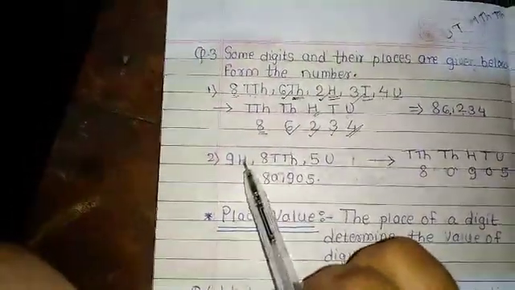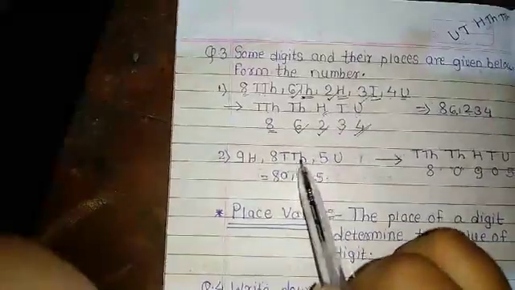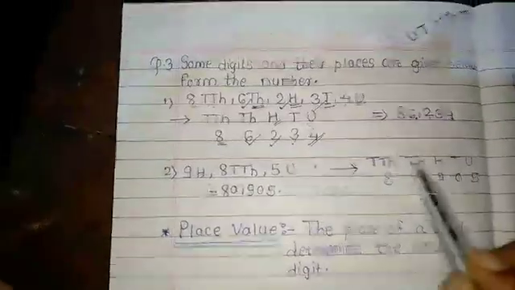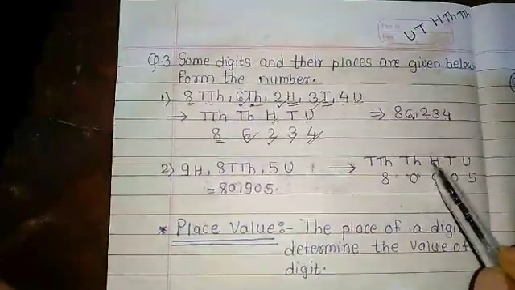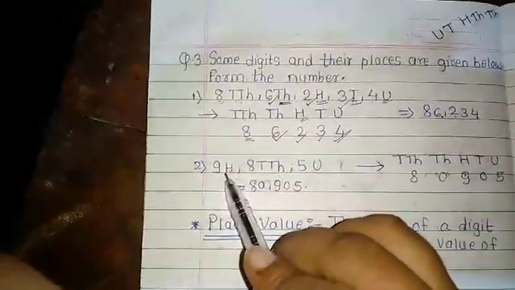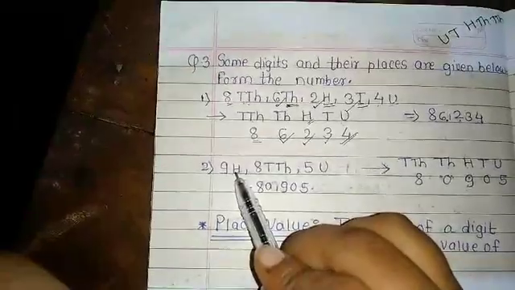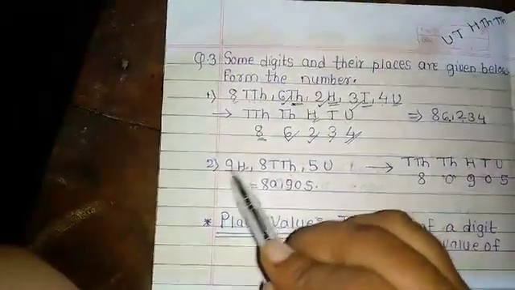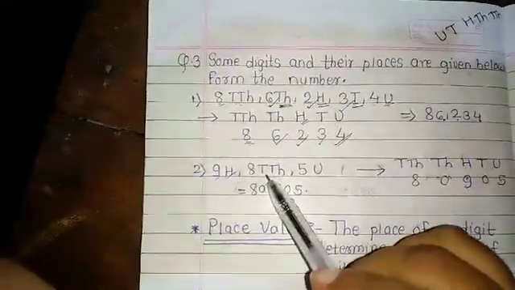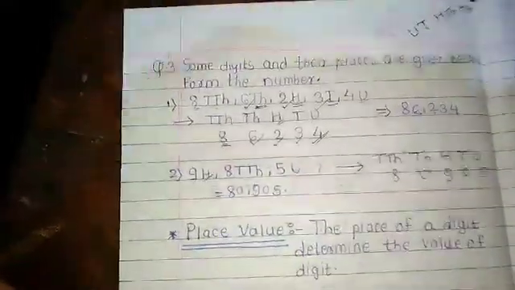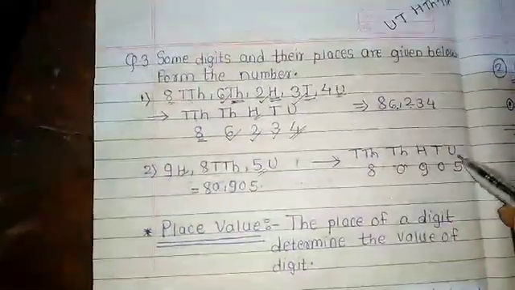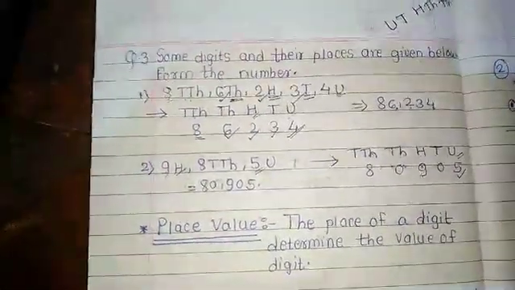Look at the second example. It is given: at 100 place, it is 9. At 10,000 place, it is 8, and at unit place, it is 5. So we are arranging the places: unit place, 10 place, 100, 1000 and 10,000. Look at the first number, that is 100, which is how many 100s? 9. So at 100 place, we are putting 9. After that, at 10,000 place, they tell us to put 8. So we are putting 8 at 10,000. At unit place, the number is 5. So yes, I am putting 5 at unit place.